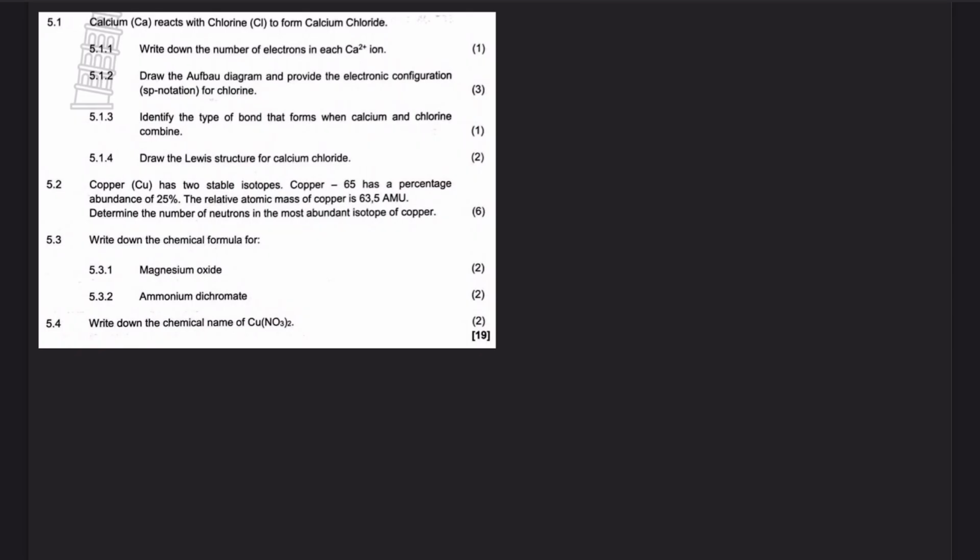Okay, so let's just quickly recap what an ion is. An ion is an atom that has lost or gained electrons. Now, if it lost electrons, it's going to have a positive charge. If it's gained electrons, it's going to have a negative charge.